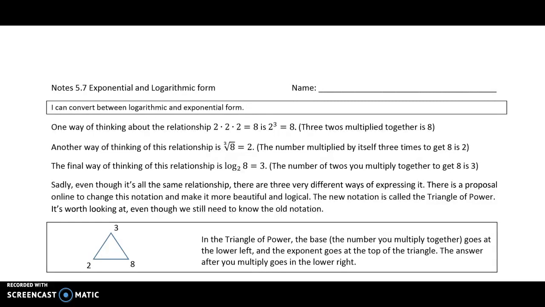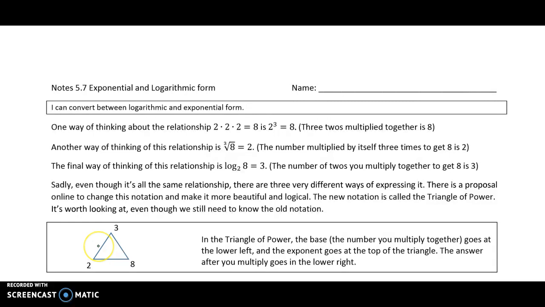There is a proposal online to change this notation and make it more beautiful and logical. This new notation is called the triangle of power. And you can Google that and see another demonstration of it as well. But I hope to be able to present that clearly to you afterwards here. So, in the triangle of power, we got the triangle down here.